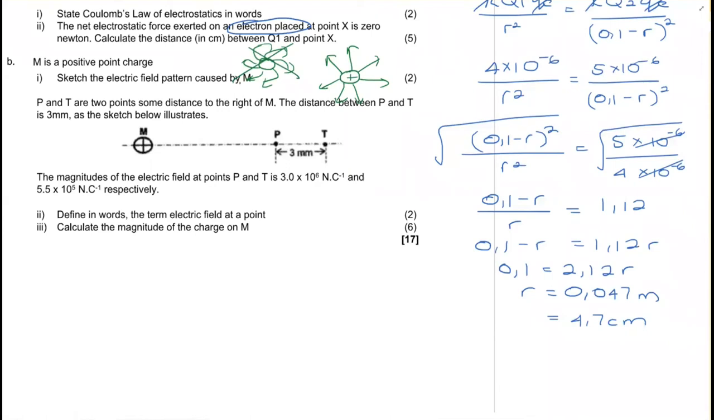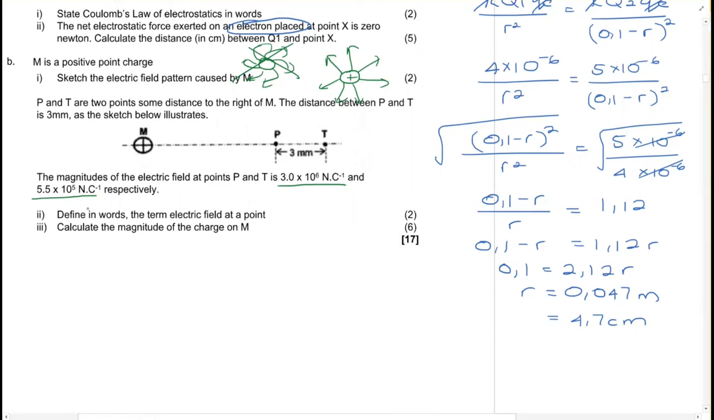Our next one, so we've got P and T as 2 points, some distance to the right of M. The distance between P and T is 3 millimeters. The magnitudes of the electric field at P and T are 3 times 10 to the 6 Newton per Coulomb and 5.5 times 10 to the 5 Newton per Coulomb, respectively. So they've given us 2 scenarios. If you get given 2 scenarios, your mind must already start going, probably simultaneous equations. If you've got 2 scenarios, you're looking at simultaneous equations.